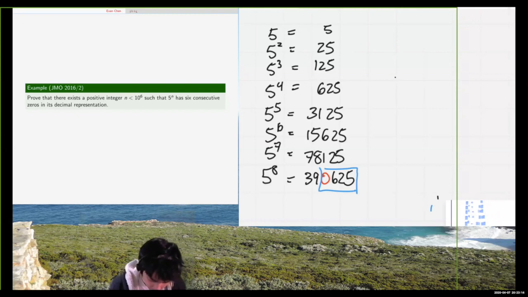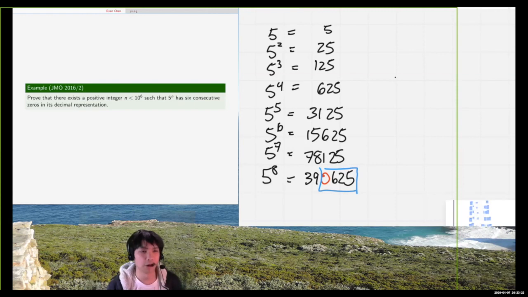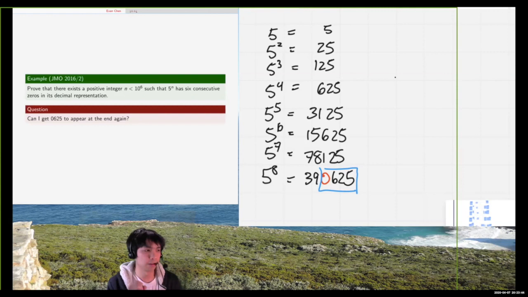Now for concreteness, do I want to push out more of these? Well, okay. Maybe since I went all the way up to 5 to the 16th last time, I'm not going to keep pushing it. But my idea is, okay, well, I have the 0625 that appears. Question, can I get 0625 to appear at the end again? Because if so, then I have a reliable source of at least a single digit 0.